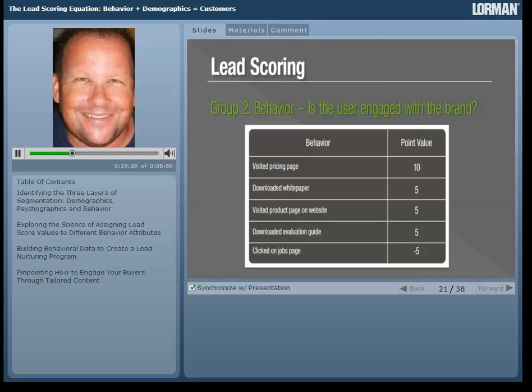But visiting a jobs page indicates that the person that you're tracking isn't a prospect, but maybe a potential job applicant. So they'll probably get a negative score for visiting your careers page because they're not a sales lead. They're probably just a potential employee.